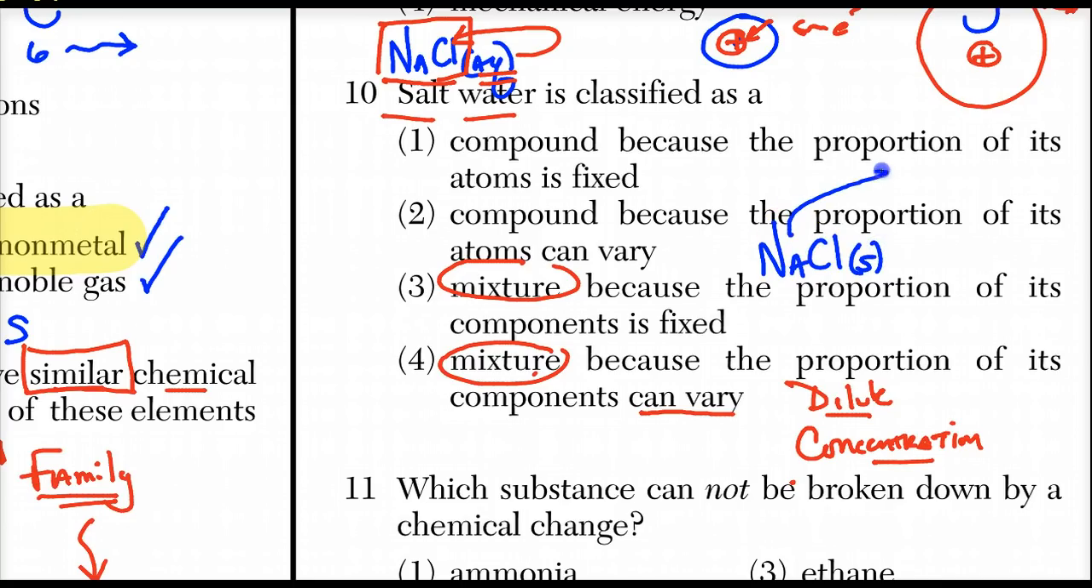But if something's a compound, if I was to write NaCl solid, that is a fixed proportion of sodium bonded to chlorine. That's a 1-to-1 ratio. How much sodium chloride with how much water is not fixed. It's not chemically bonded. So the answer, my friends, if you want to call me a friend, is that the proportion of its components can vary, and that describes a mixture. Number 10 is 4.